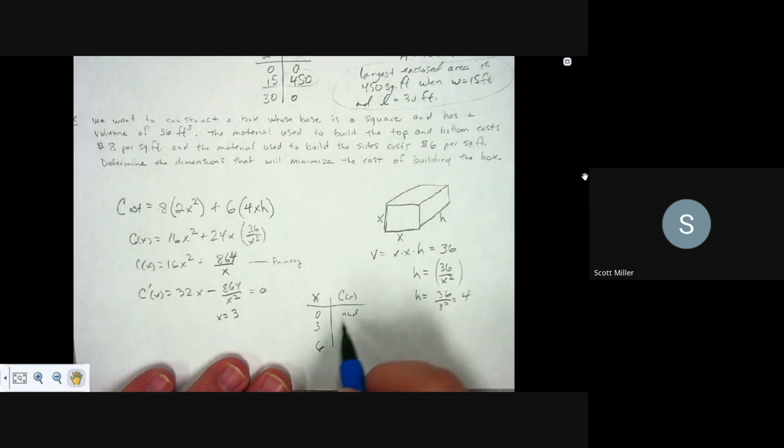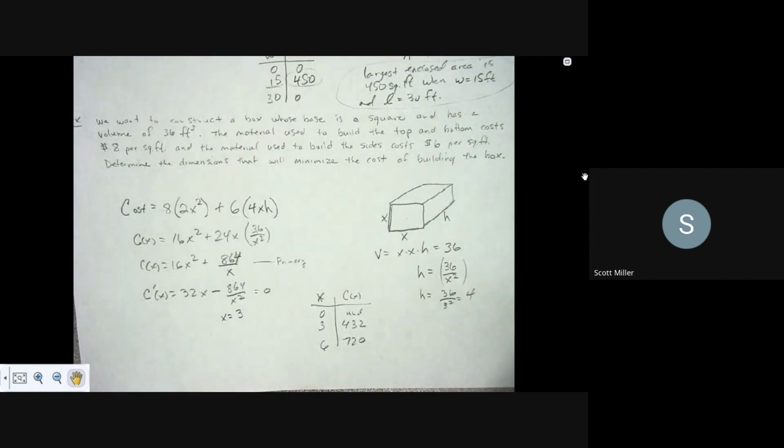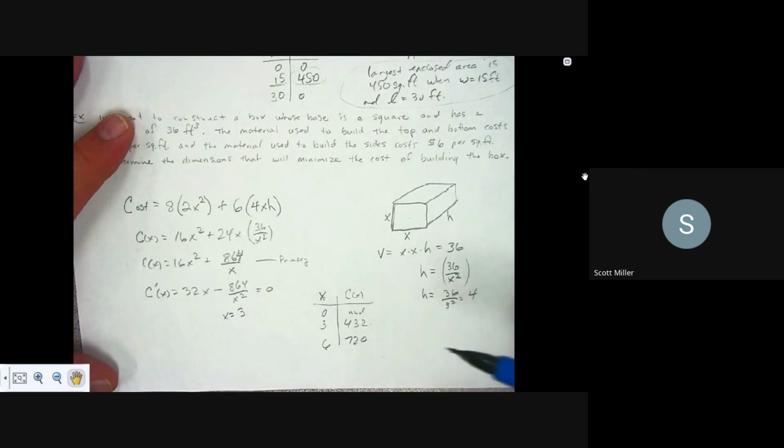And then what you end up with here is working this out, plugging these numbers in. You can get the cost to be 432, and this one over here is to be 720. So from that information right there, and you can take all the numbers and do all the extra work for all these things. Doing all this right here, you can see that the minimum cost is going to happen right here. Okay? And so that's how we answer our question.